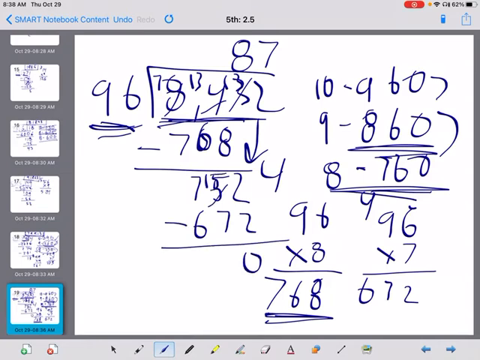This becomes 15. This becomes 6. 15 minus 7 is 8. So I get 87. Remainder 80.